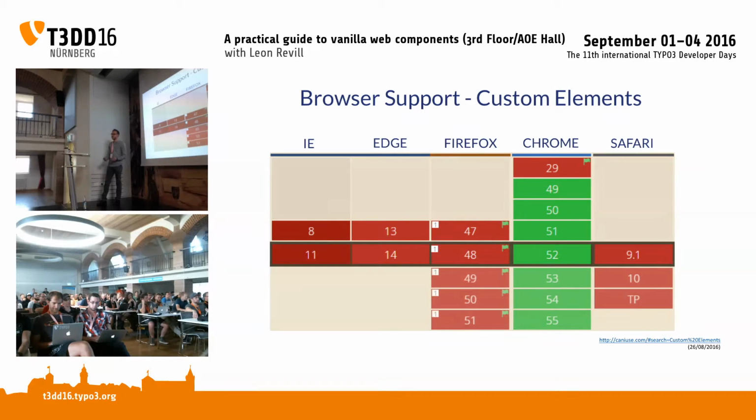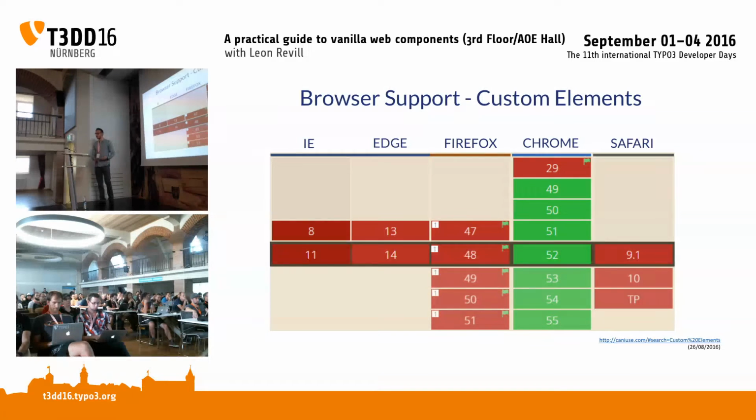But what about specification support? What support is there currently for the web component specifications? First of all, let's look at custom elements, and it's not looking particularly good. Obviously Chrome supports it. It's available behind a flag in Firefox. There's no IE and no Edge support, and Safari doesn't support it either.